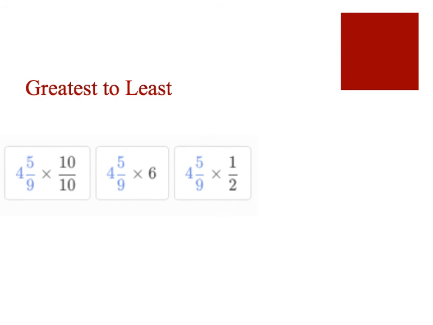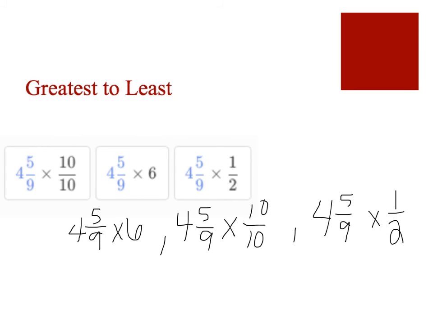Using the same rules that we have been using all along, pause the video and order these from greatest to least. Okay, so I have ordered these from greatest to least. Go ahead and compare your answers to mine. I know that multiplying 4 and 5/9 times 10/10 is going to give me an answer that is the same, because 10/10 is 1. So 4 and 5/9 times 1 is the same thing.